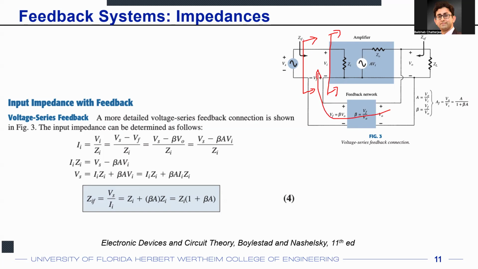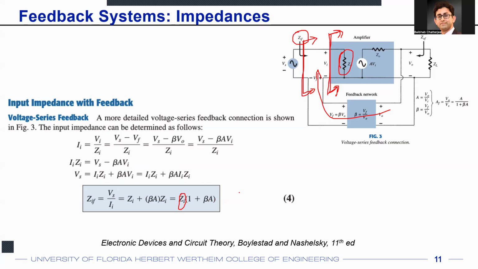So of course, the input impedance that you see from the source will be different from the input impedance that you had for the original amplifier. For the original amplifier, your input impedance was Zi, which is this term. But for the entire system, the input impedance that you see, that is Zi with feedback, is going to be Zi times 1 plus A beta. So your input impedance actually increased when you applied the feedback.